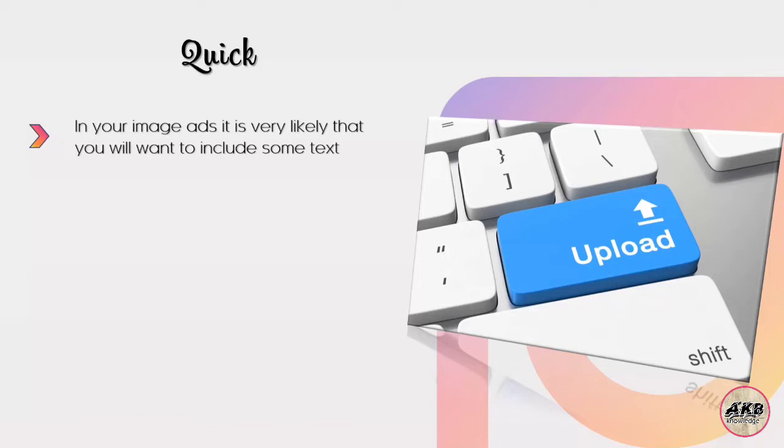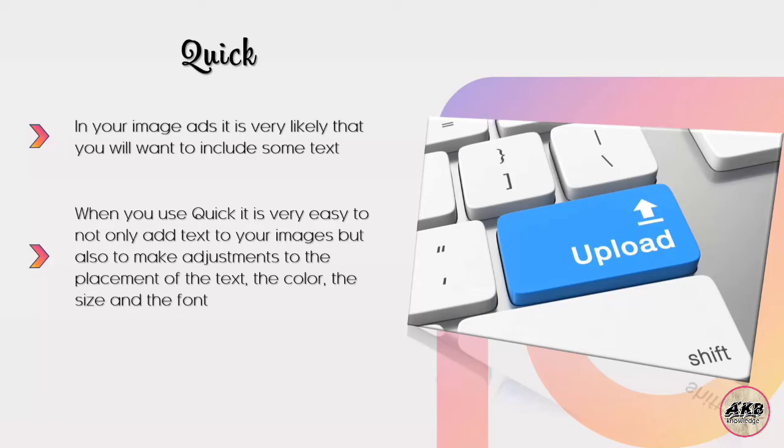little app called Quick. When you use Quick, it is very easy to not only add text to your images, but also to make adjustments to the placement of the text, the color, the size, and the font. There is a free version of the Quick app that will provide you with the capability to do most image edits, and if you want more features, you can purchase these within the app.